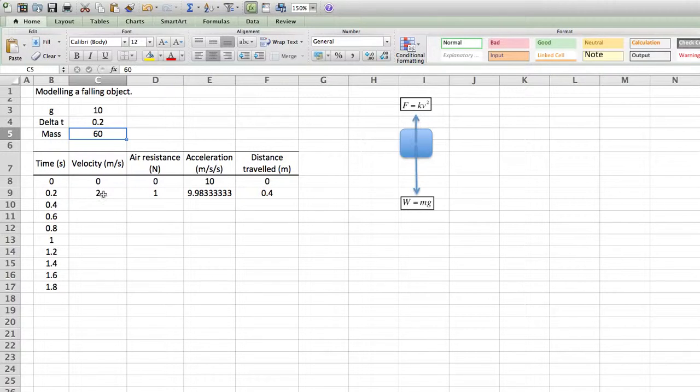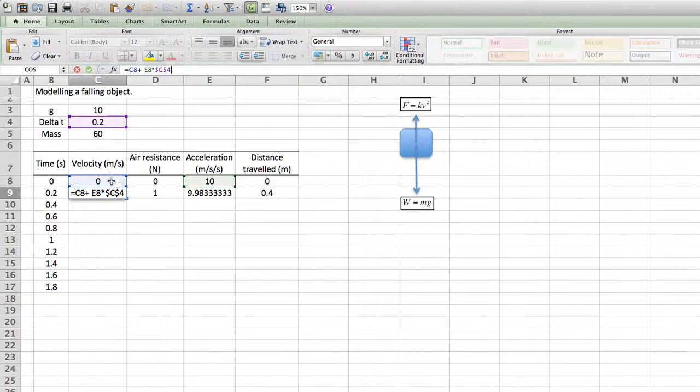Excellent. Now, for the velocity. What we're looking for is the previous cell, like we did before, and then add it to my acceleration multiplied by the time period.